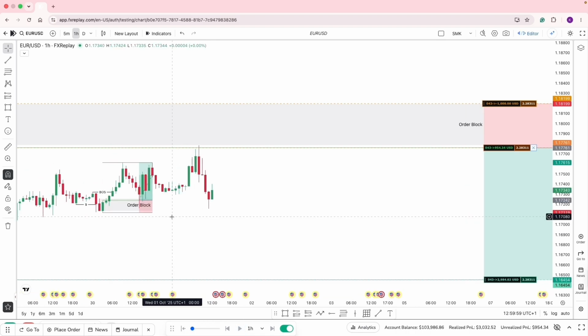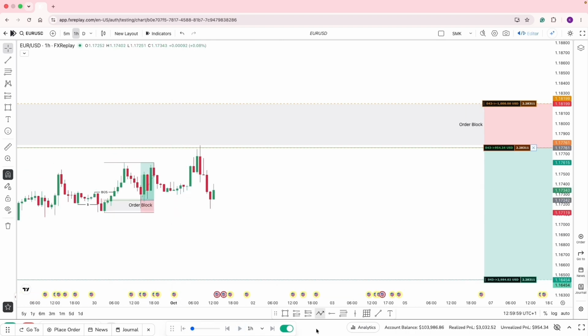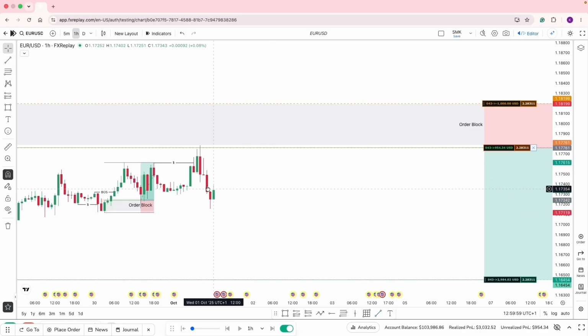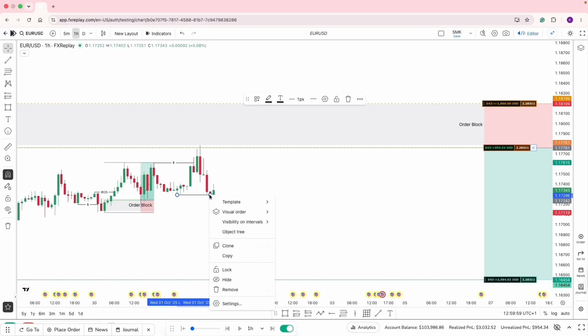Okay, yeah, I like this move here. So what can we see? We swept this liquidity here. So I'll just label that my liquidity sweep. You can see we had this impulsive move with a fair value gap just here. We actually broke this structure point here to confirm that we're definitely going down. So this is our break of structure.